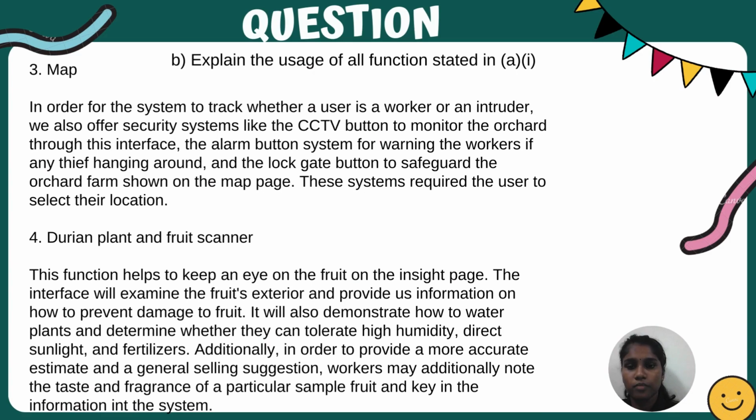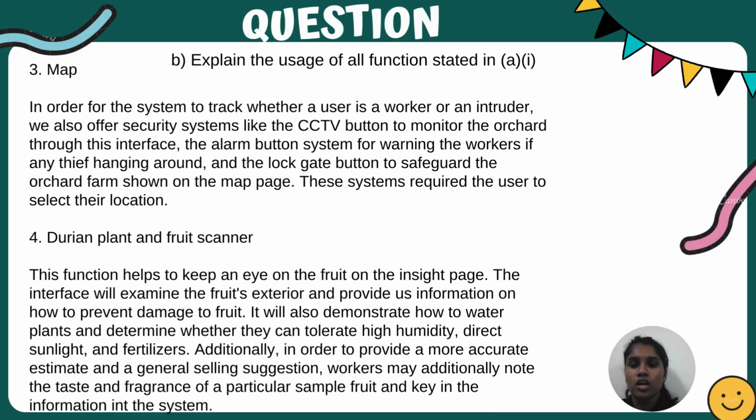The third one is map, and its function is to track an intruder. First is the security system, like the CCTV button, to monitor the area through this interface. Then we provide an alarm button system for warning the workers if any thief is hanging around. The last one is the lock gate button to safeguard the orchid farm shown on the map page.